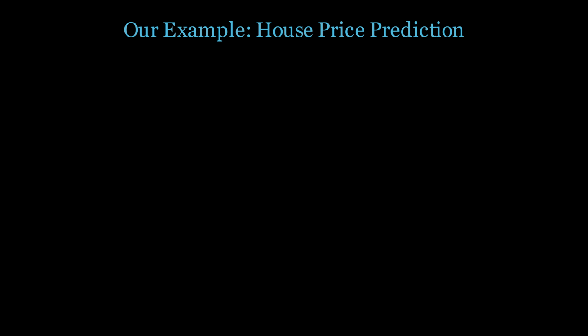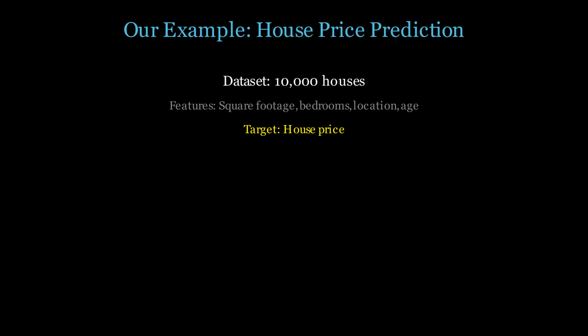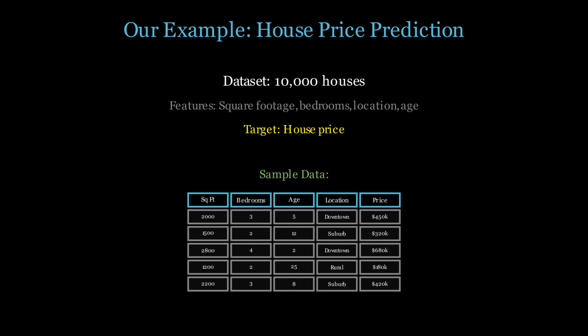Let's work with a concrete example to understand data splitting. We'll use a house price prediction dataset with features like square footage, number of bedrooms, location, and age. Our goal is to predict house prices based on these characteristics. Here's our dataset structure. Each house has measurable features like square footage and number of bedrooms, plus categorical features like location. Our target variable is the house price. With 10,000 examples, we have enough data to split into meaningful subsets while maintaining statistical validity in each group.